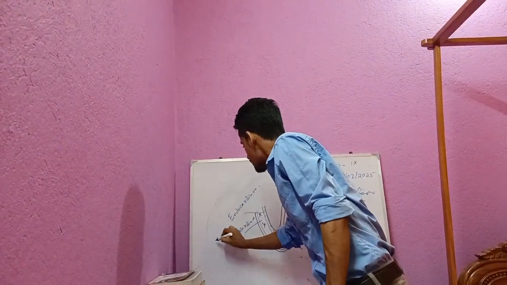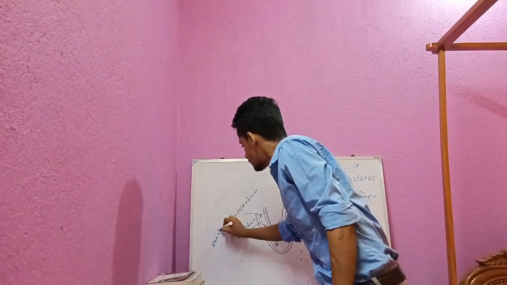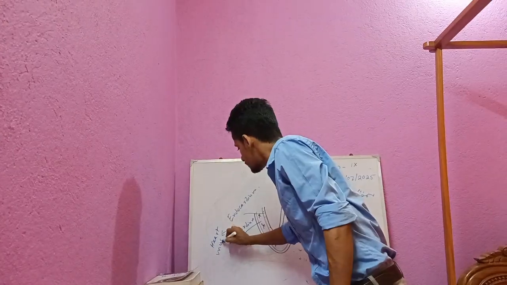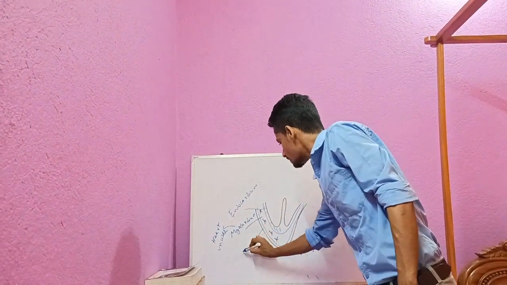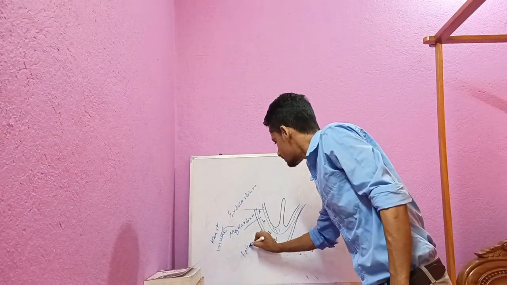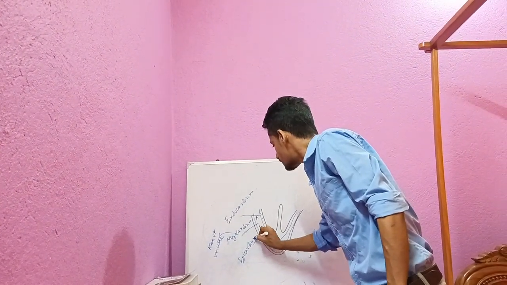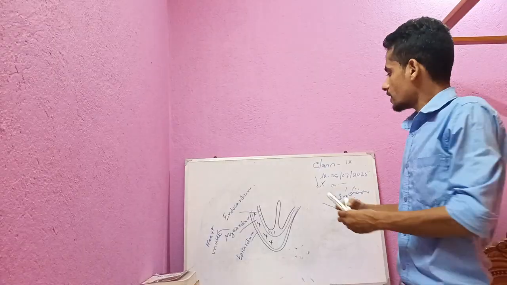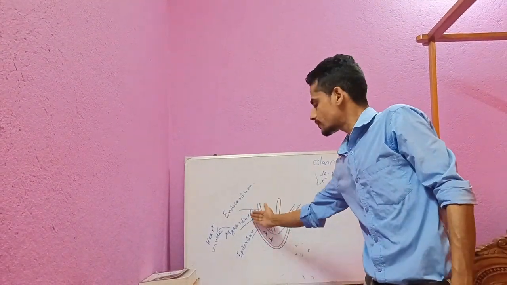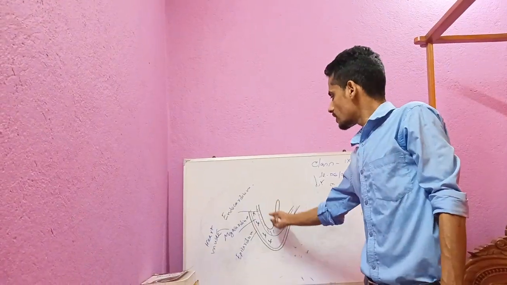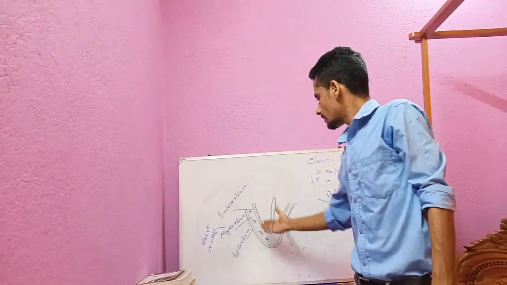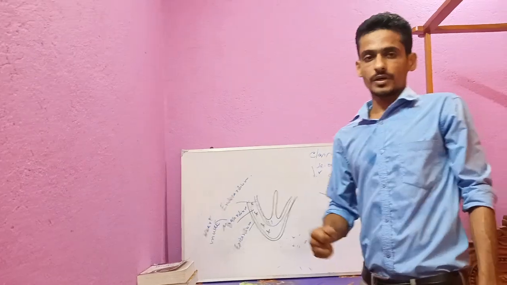Myocardium consists of heart muscle, and this is the outer layer called epicardium. Okay, so the heart wall consists of three different layers. The inner layer is called endocardium, the middle muscular layer is called myocardium, and the outer layer is called epicardium.